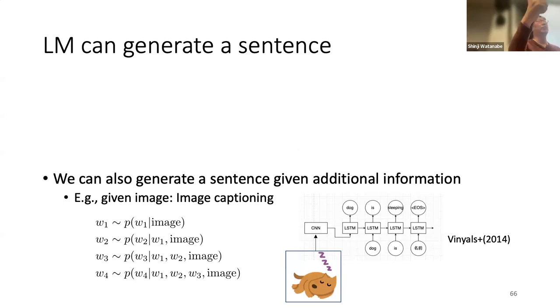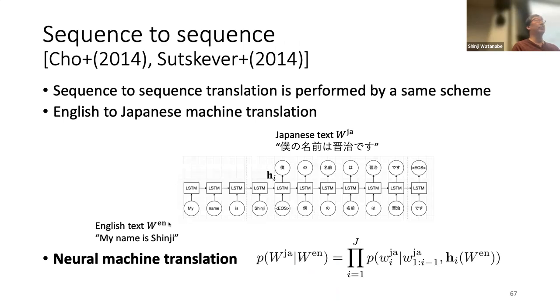That is also now very popular and very strong, right? And translation can also be the same. In this case, it's text again, but in different languages. The input is English, and then we generate the Japanese text. That becomes machine translation.